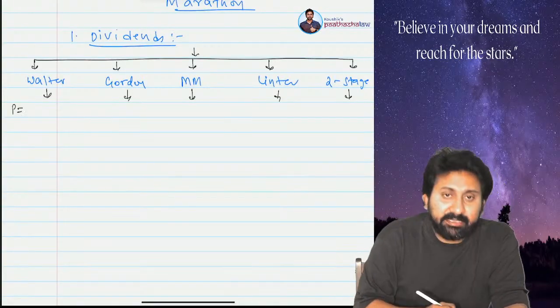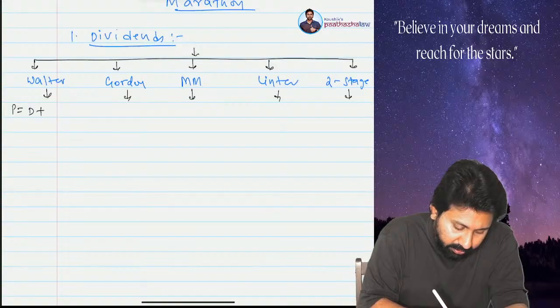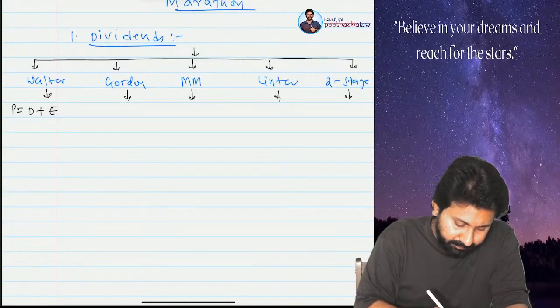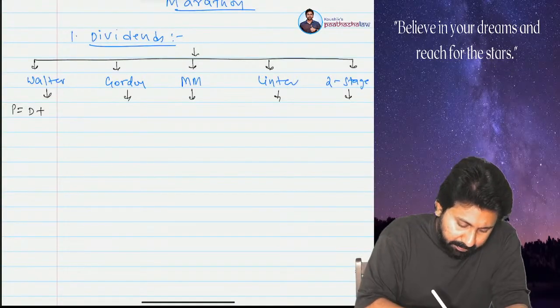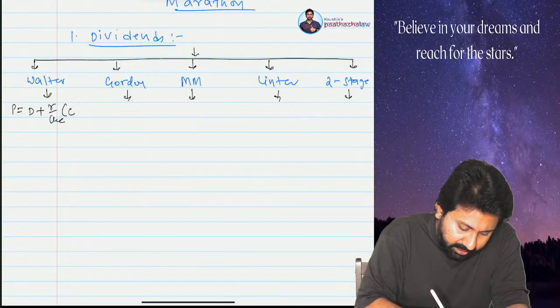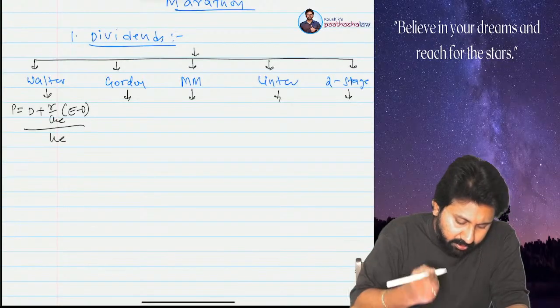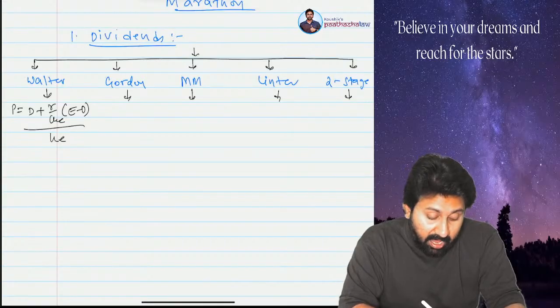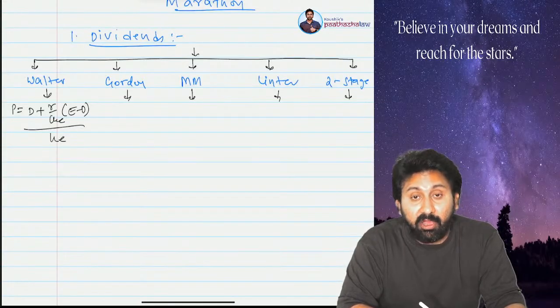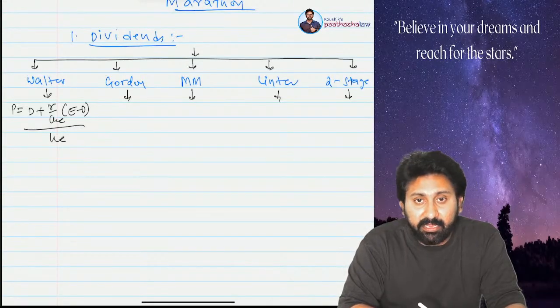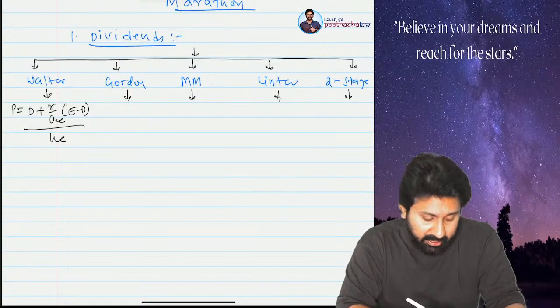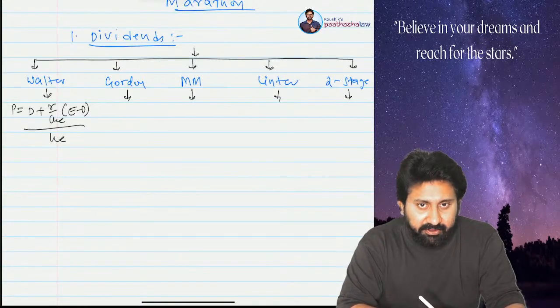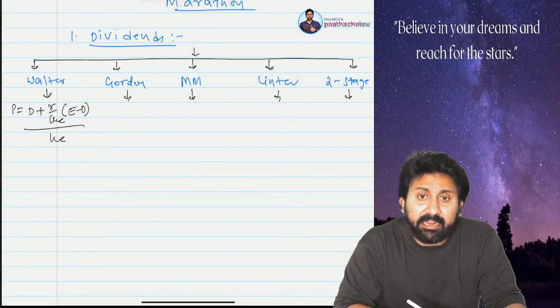Walter model says price of the share equals D plus R by KE into E minus D, whole divided by KE. D means dividend per share. R is return on equity, also called return on investment. KE means the cost of equity. E minus D means retention. Divided by KE means cost of equity, another name for which is capitalization rate.